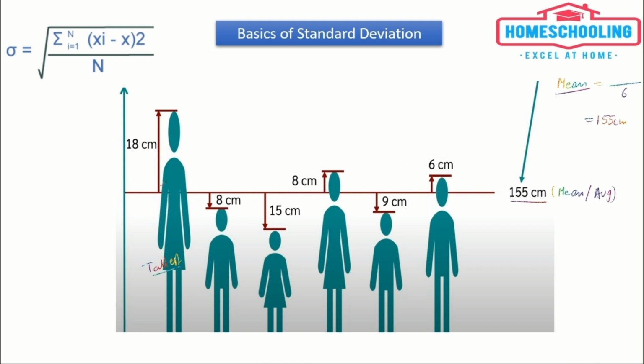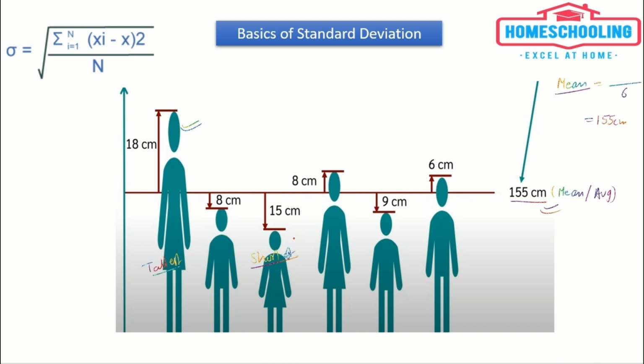So either the tallest guy or the smallest would have the highest deviation from the mean height. This is the shortest person, and this is the tallest person. So either the tallest person or the shortest person will have maximum deviation from the average value. As we can see here, the tallest person is having a deviation of 18 centimeter from the mean value, and this shortest person has a 15 centimeter deviation. So we can say that the tallest person is having highest standard deviation.